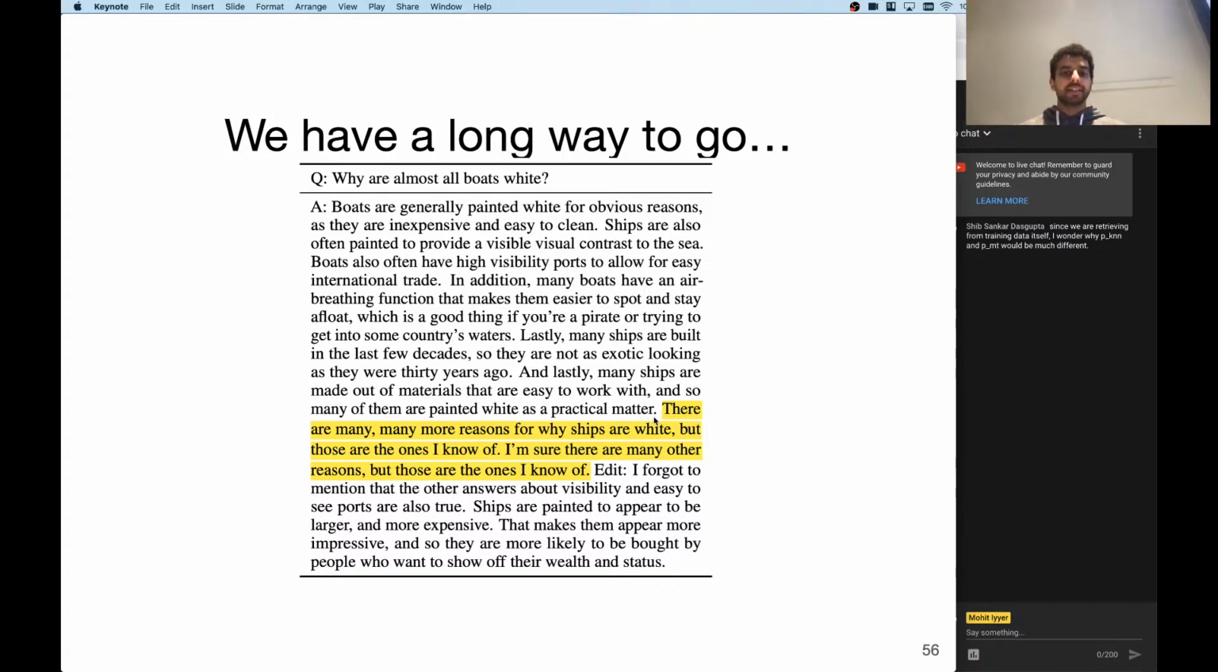Then it says, and you can see some of these Reddit artifacts starting to creep in, there are many, many more reasons for why ships are white, but those are the ones that I know of. I'm sure there are many other reasons, but those are the ones I know of. So you have some repetition here, which we saw from our decoding algorithm lecture. Then you have this edit: I forgot to mention that the other answers about visibility and easy to see ports are also true. Ships are painted to appear to be larger and more expensive. That makes them appear more impressive, and so they are more likely to be bought by people who want to. That is a wild leap there.